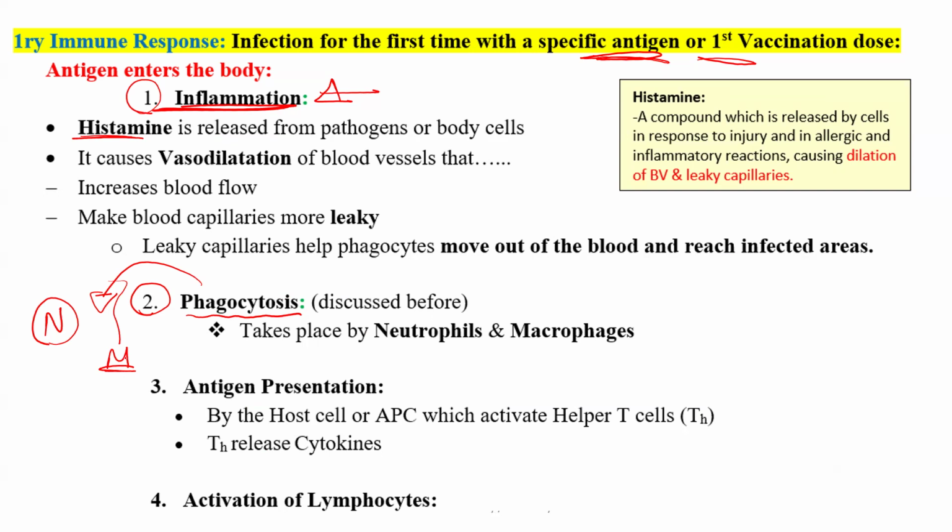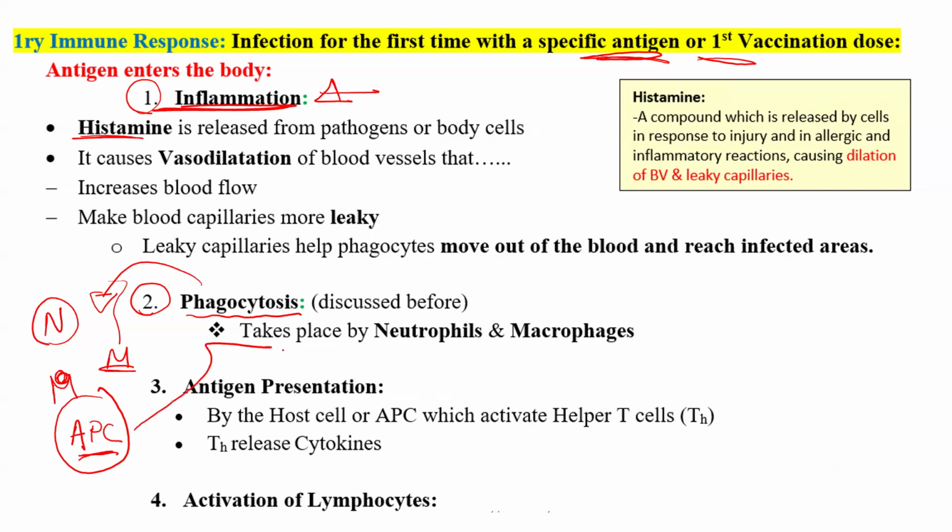Okay. Very good. So they do incomplete phagocytosis. They leave part of the antigen. They combine it with a major histocompatibility complex, and then they present it on the surface of the cell, and it will become an antigen presenting cell. And this is a very important step. This antigen presenting cell will ask for help.